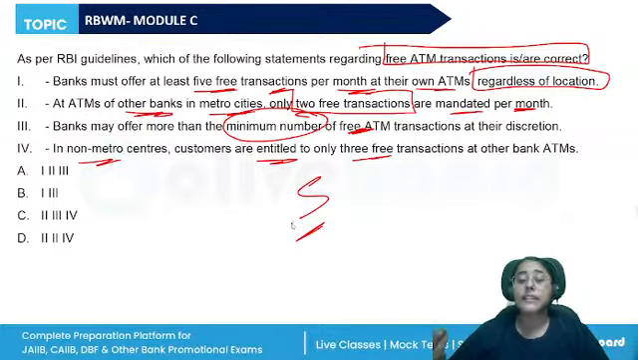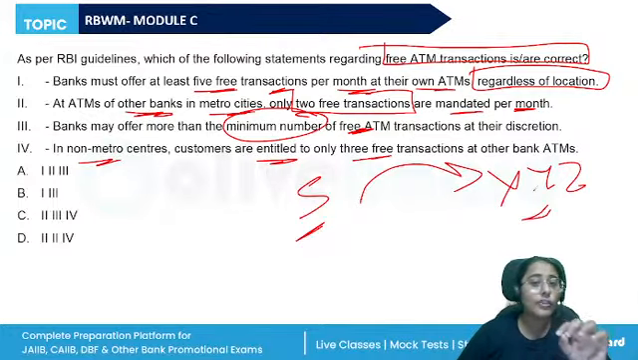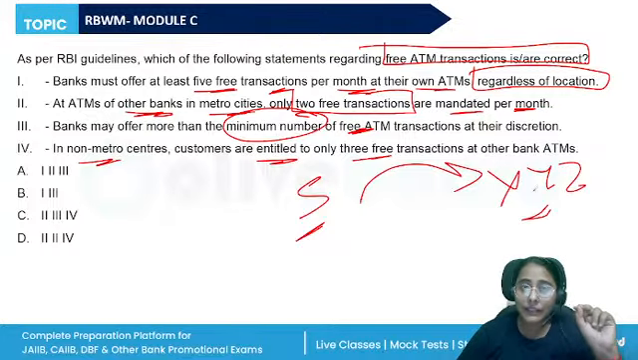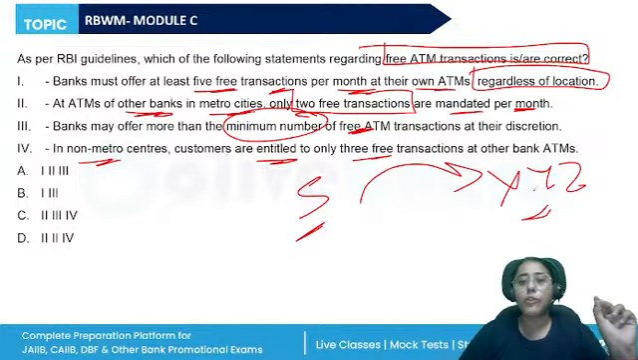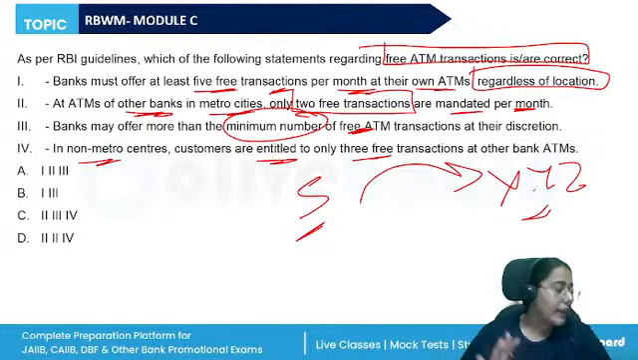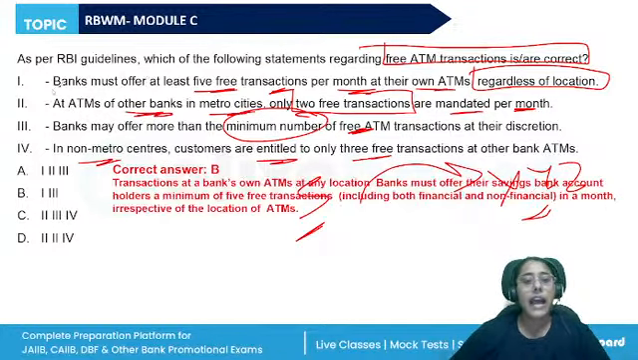At other banks, let's say I'm taking the debit card of bank ABC, using it at the ATM of bank XYZ. Now here the differentiation is there in metro location or the non-metro location. In the metro locations, Mumbai, New Delhi, Chennai, Kolkata, Bangalore, Hyderabad, minimum 3 free transactions should be provided, right? And in the non-metro location, minimum 5 free transactions should be provided. All right. So the correct answer will be B, 1 and 3.